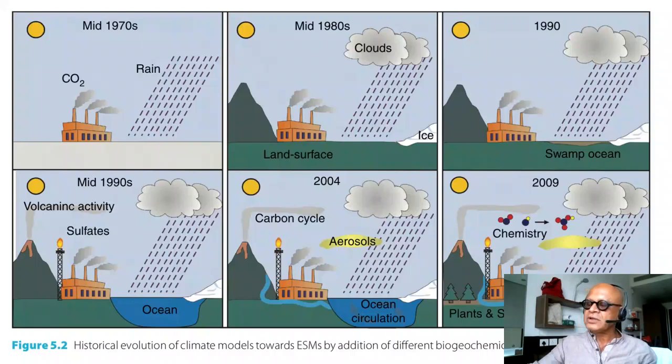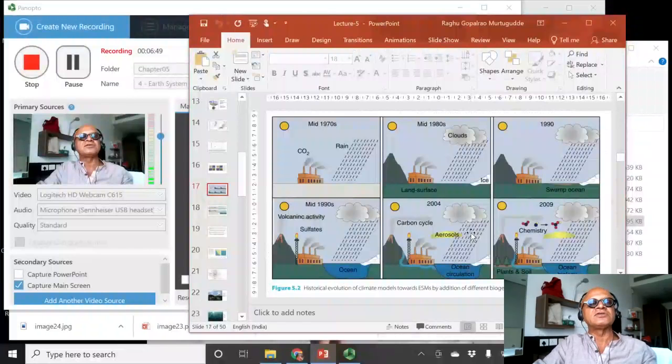simpler ocean, and in the 90s we started to add volcanic aerosols. In the 2000s we added the carbon cycle, more atmospheric chemistry, and so on.